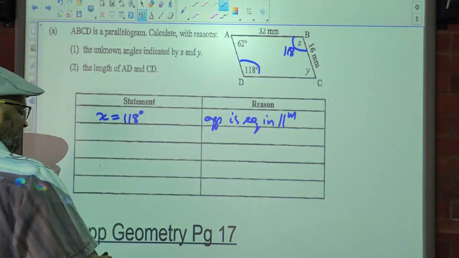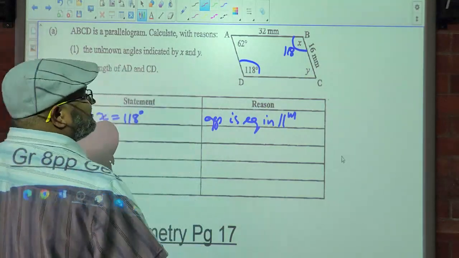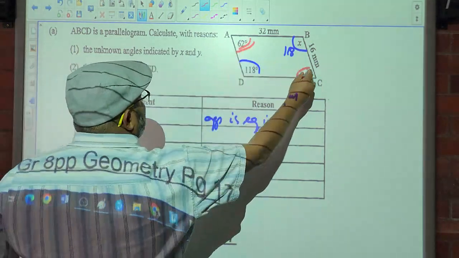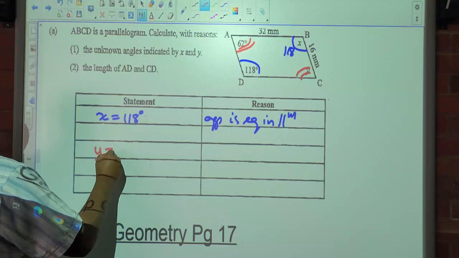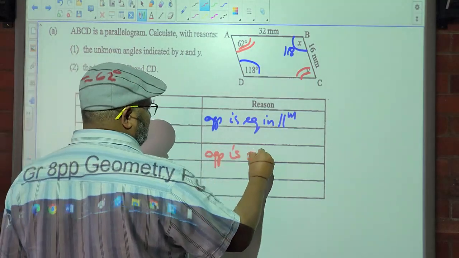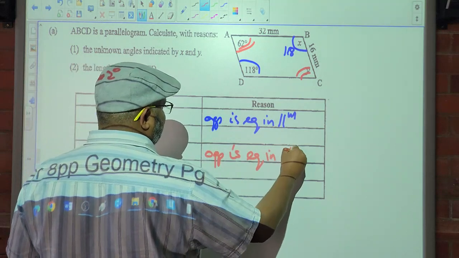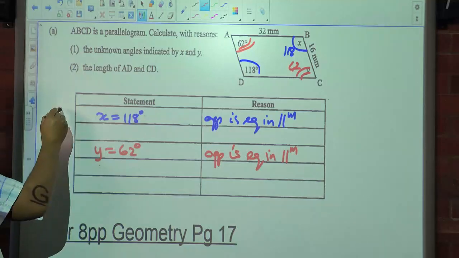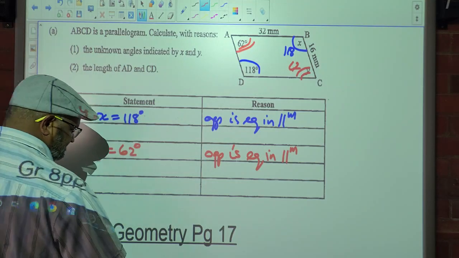I'm going to calculate y. Opposite angles are equal in a parallelogram. So y is equal to 62 degrees. Opposite angles equal in a parallelogram. That was number 1. Let's look at number 2.